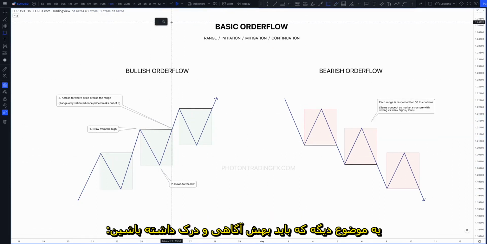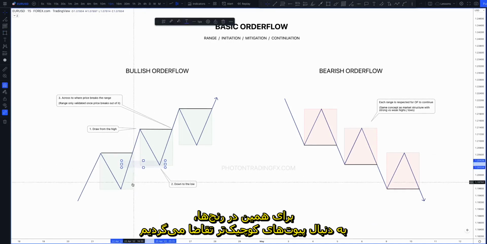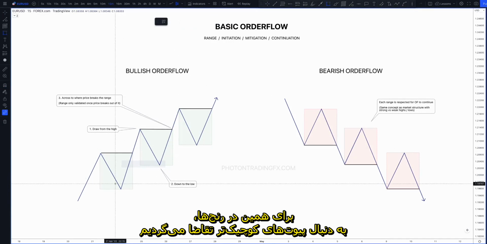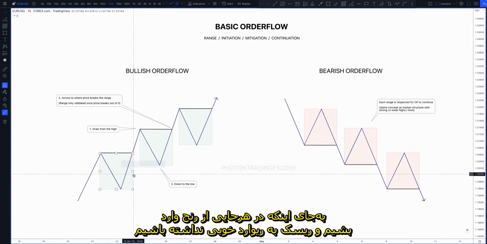Now, as you should hopefully be very familiar and comfortable with, we understand these larger ranges, but we want to be a bit more accurate with our price action. That's why we look for smaller pivot demand zones within those ranges, to try and time catching those higher lows a little more accurately, rather than just entering on the entire range, where risk reward would not be on our side.